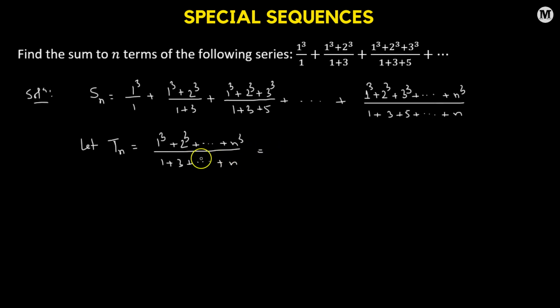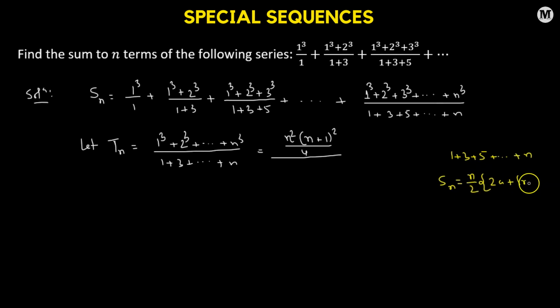Now we know there's a standard formula for the sum of the cubes of the first n natural numbers, and that is given by n squared multiplied by n plus 1 whole squared divided by 4. This is a standard formula. And then for the denominator, 1 plus 3 plus 5 is an arithmetic series. So let's find the sum up to n terms, which will be given by n over 2 multiplied by 2 times a plus n minus 1 times the common difference d. This is the standard formula.